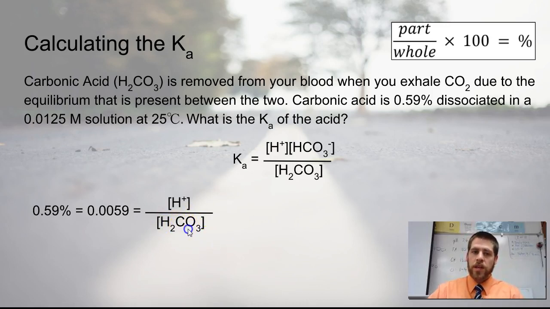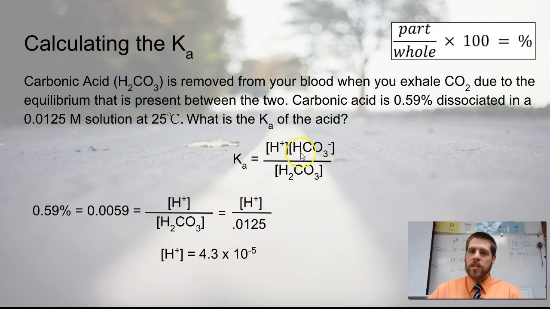Now we know what this one is. It's 0.0125, right? That was given. And so now we just need to solve for H plus. Now, think about it for a second. We still need the HCO3 minus ion concentration. This is the bicarbonate ion. What would that concentration be?